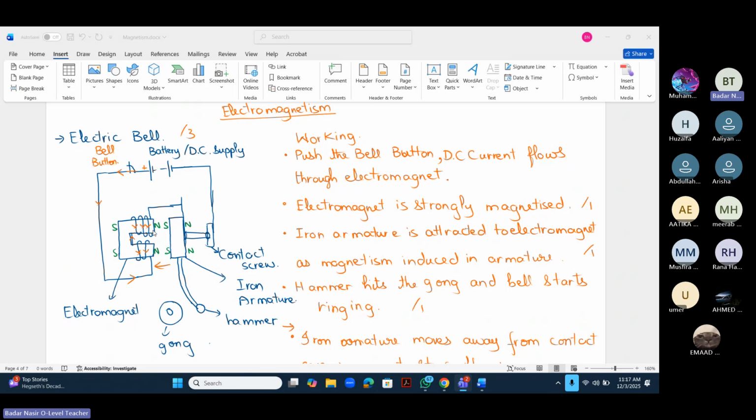Okay. Now, beta, we have an iron armature in front. अच्छा, अब आपके पास electromagnet में भी magnetic poles induced हुए हैं. So will the magnetic poles induced on the iron armature as well. So this iron armature is attracted towards the electromagnet and the hammer will move and it hits the gong and the bell starts ringing. So this is how it works.